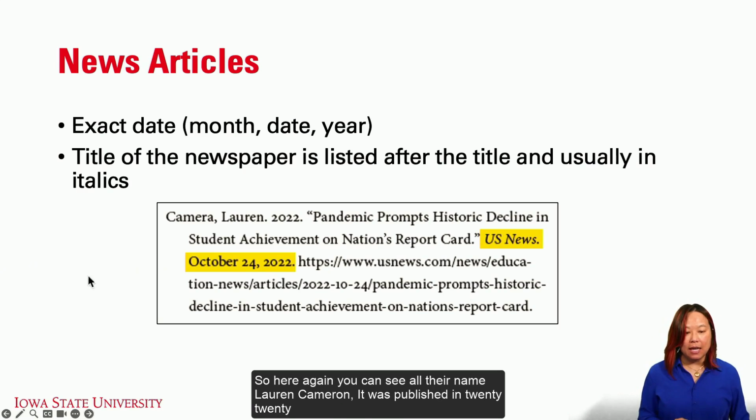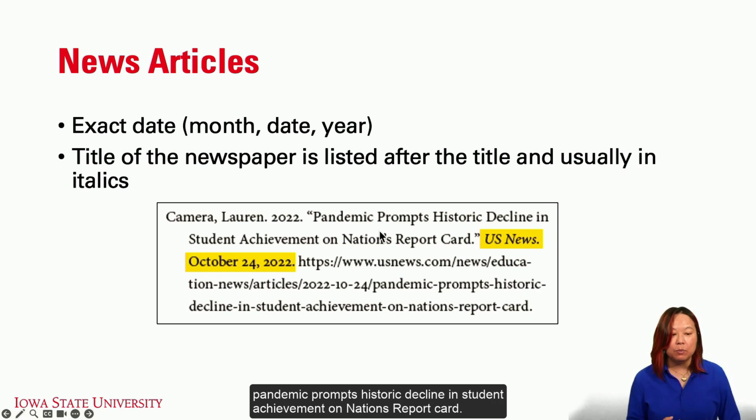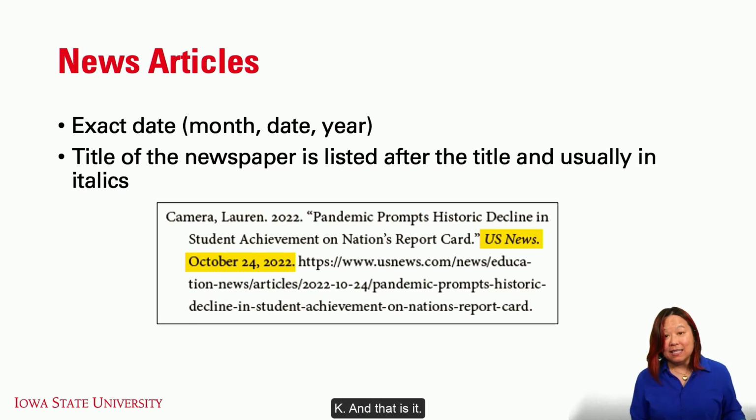So here again, you can see author name, Lauren Camera. It was published in 2022, exactly on October 24th, 2022, out of U.S. News, and their article was Pandemic Prompts Historic Decline in Student Achievement on Nation's Report Card. Okay. And that is it.